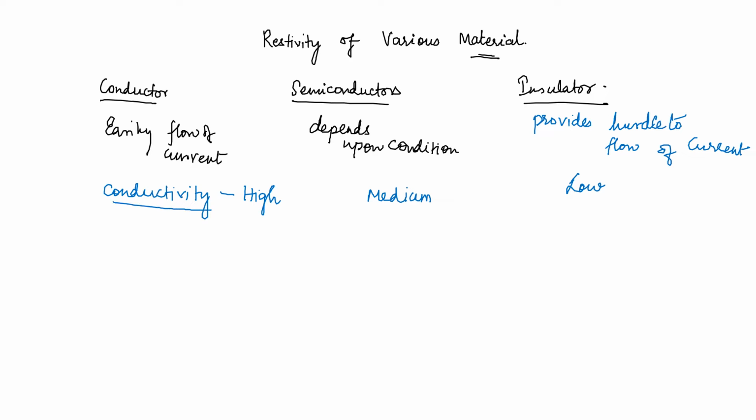The other concept, which is the other face of the coin of conductivity, is resistivity. For conductors, resistivity is low. Resistivity is the ability to provide resistance to the flow of electric charges. It is low for conductors, medium for semiconductor materials, and high in the case of insulators. It is high, that's why the flow of current is obstructed.